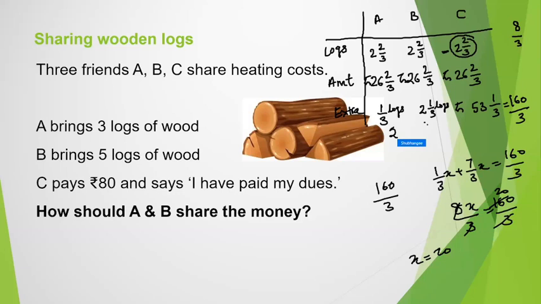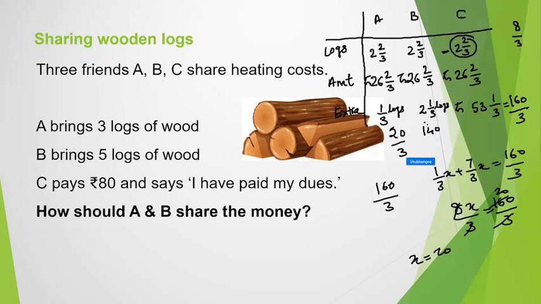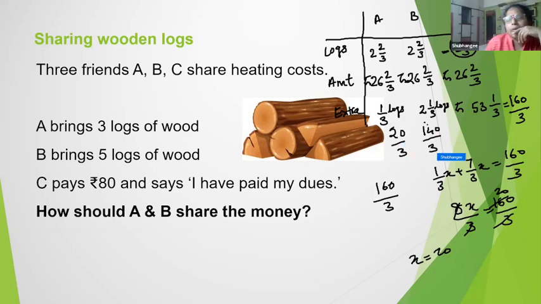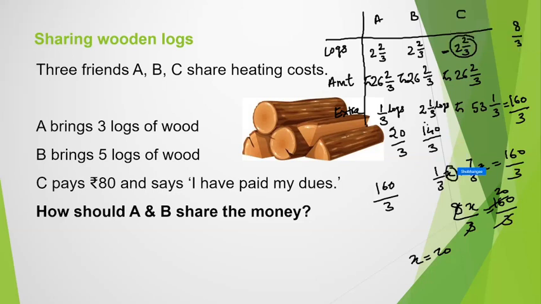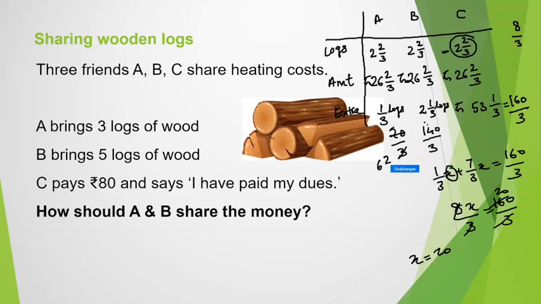So this guy, A, gets 20 upon 3. This guy gets x upon 3, no? 1/3 x is the amount that he'll get, right? Okay. 1/3 x is 20 upon 3, isn't it? So 20 upon 3. The other guy will get 140 upon 3. That's it. 140 upon 3 and 20 upon 3.